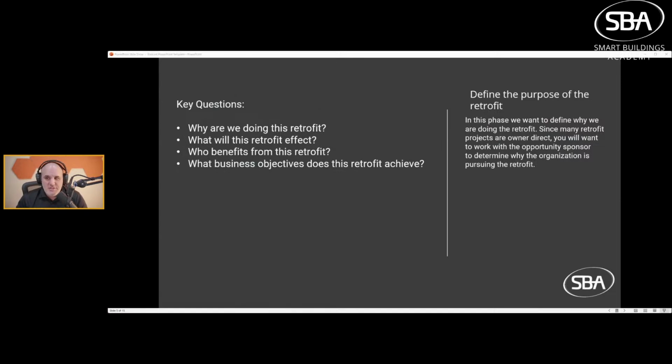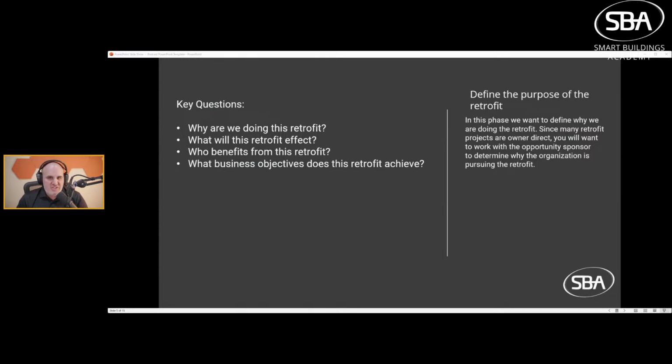asking these questions. So defining the purpose of the retrofit: just because someone in sales went and sold the retrofit and they wrote a scope letter does not mean that that scope letter is the purpose. I want to repeat that. Just because a scope letter was sold for a project does not mean that that scope is the purpose as the customer understands it. It may be the contractual scope, but what you're trying to achieve could be potentially quite different. So in this phase, we want to define, why are we doing this retrofit?